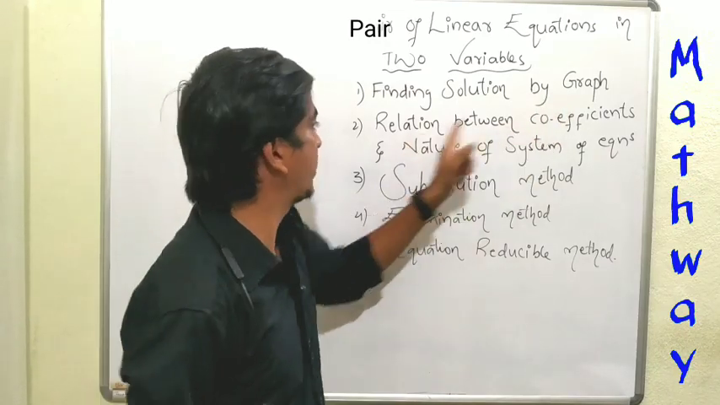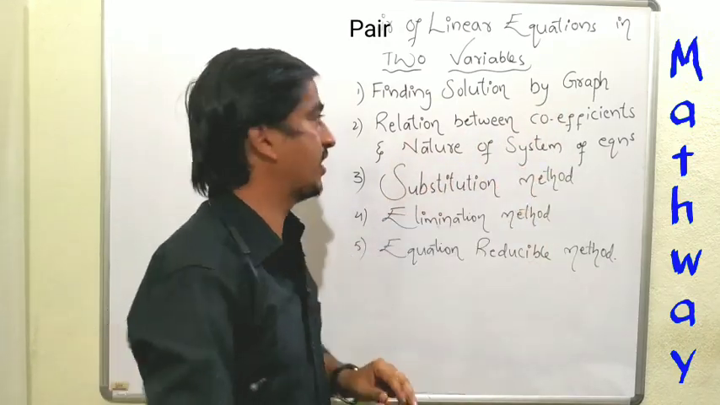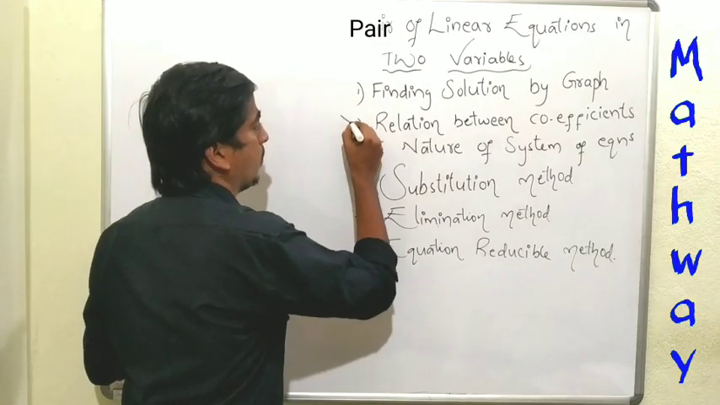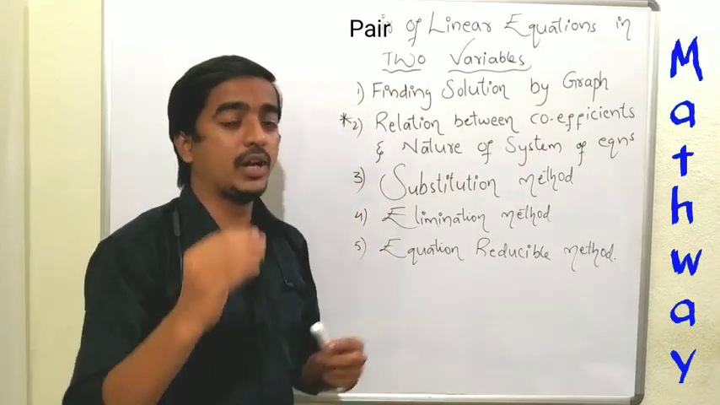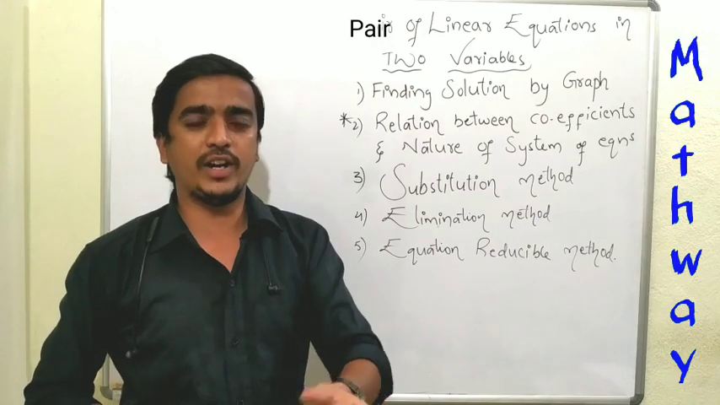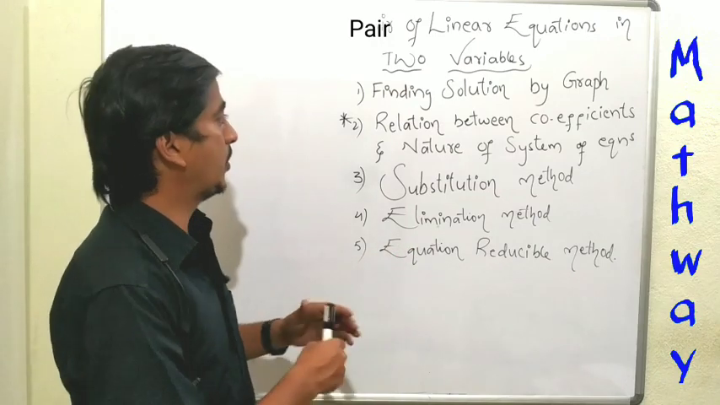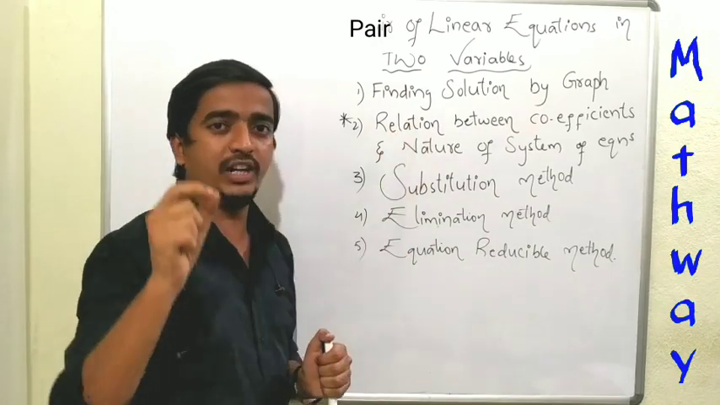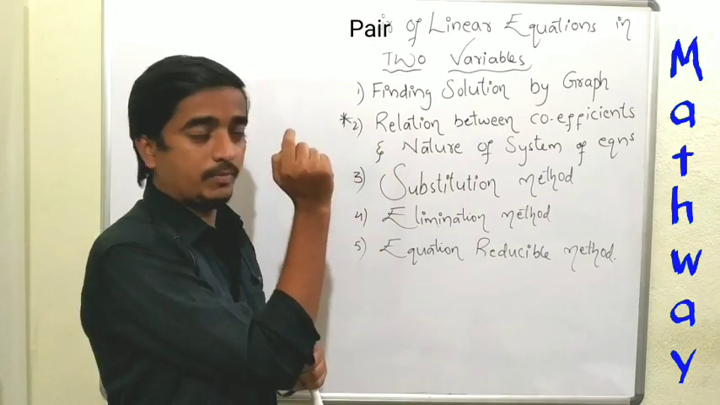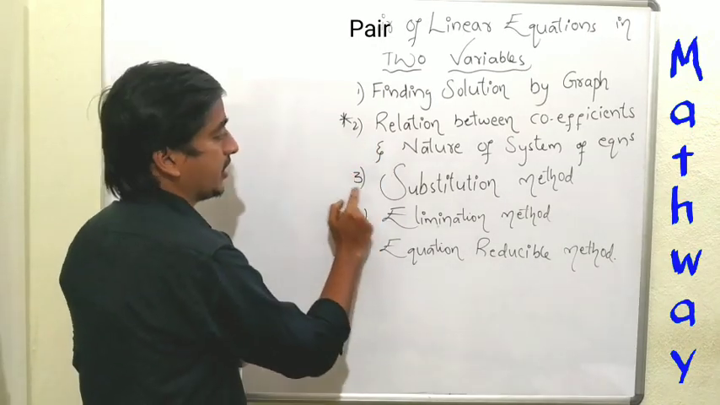Relation between the coefficients and nature of the system of equations. This is the most important topic in this chapter. We will get 5 to 6 marks from this chapter, so on this topic, damn sure you will get a question. So very important. Next, substitution method.